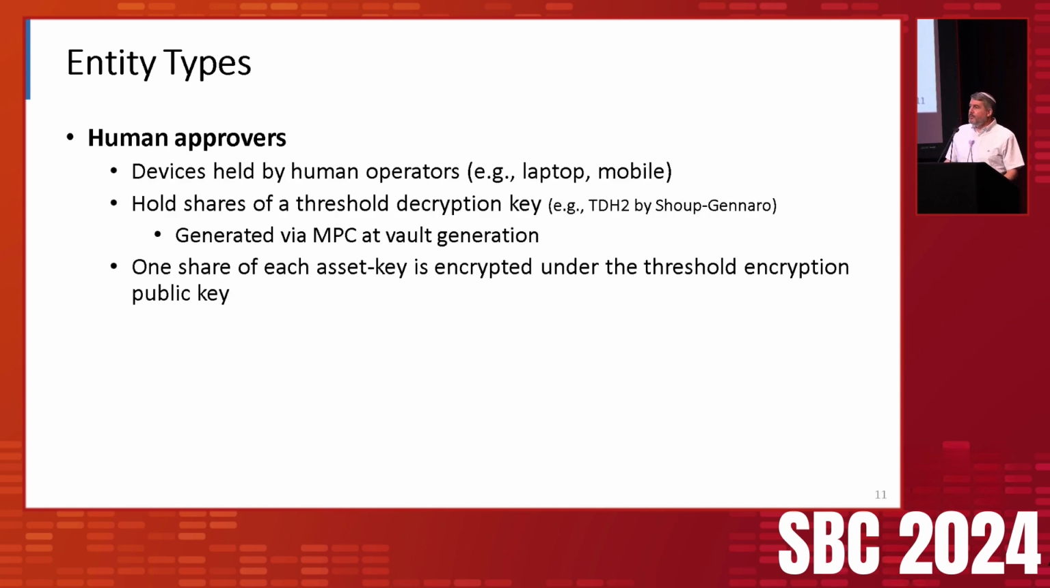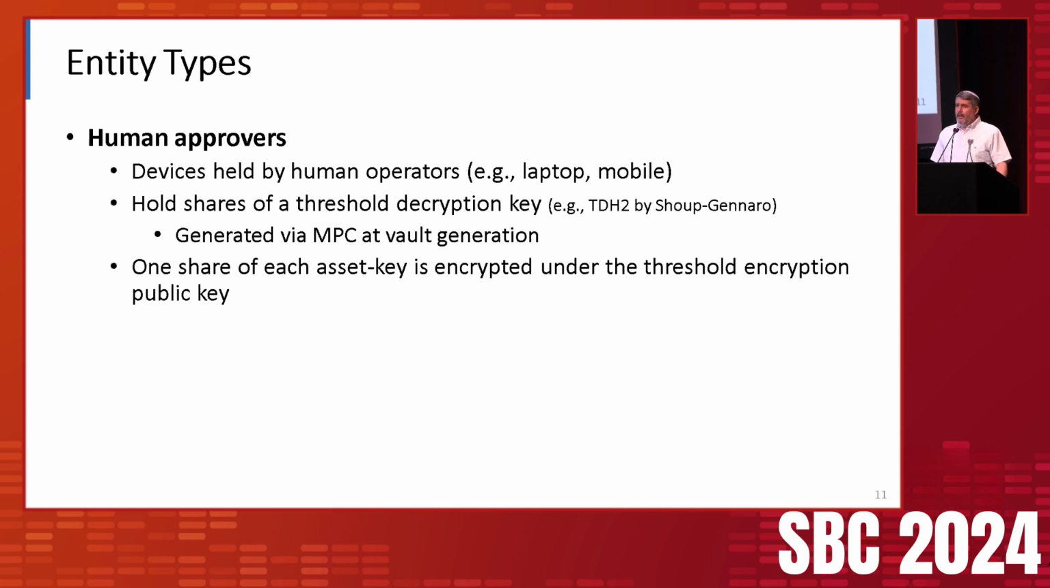The second are human approvers. These are people with devices. So these are human operators, and they may have a mobile, they may have a laptop, and they hold shares of a threshold decryption key. Okay, they're the secret shares that they hold. So think, for example, TDH2 by Shoup and Gennaro. And this threshold key is generated via MPC key generation amongst the human approvers.